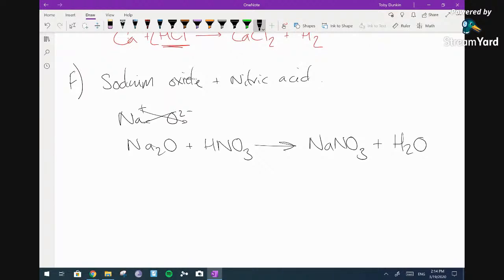Balance it. 2 sodiums, only 1 sodium. I've had to check my formula on that, by the way, folks, because it's Na+, NO3-. Cross them down, it's a 1-to-1. So what I now need to do is just balance it. So I'm going to need a 2 in front of the sodium nitrate, therefore a 2 in front of the HNO3, and now it balances. Much harder.